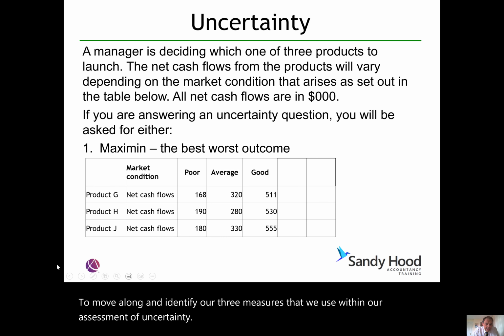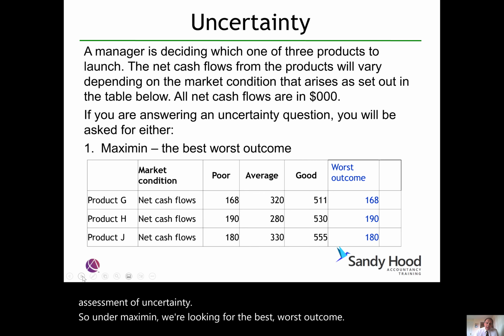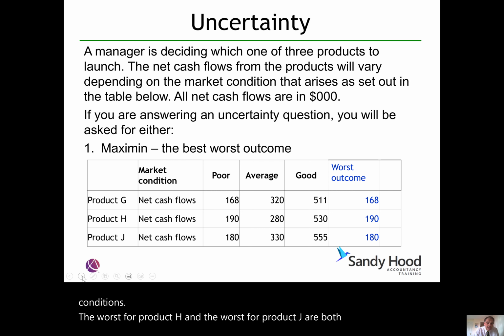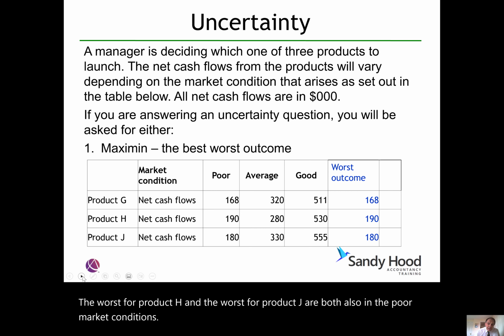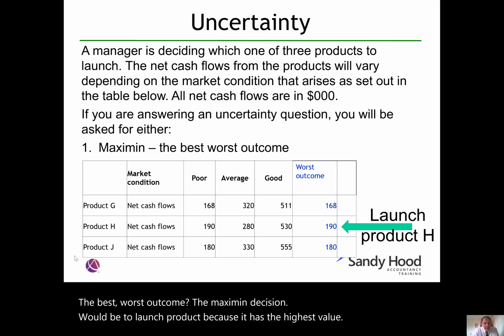So under maxi-min, we're looking for the best worst outcome. Here, the worst outcome for product G is 168. That's if we have poor market conditions. The worst for product H and the worst for product J are both also in the poor market conditions. When we compare all three, the best worst outcome, the maxi-min decision, would be to launch product H because it has the highest value under its worst outcome.